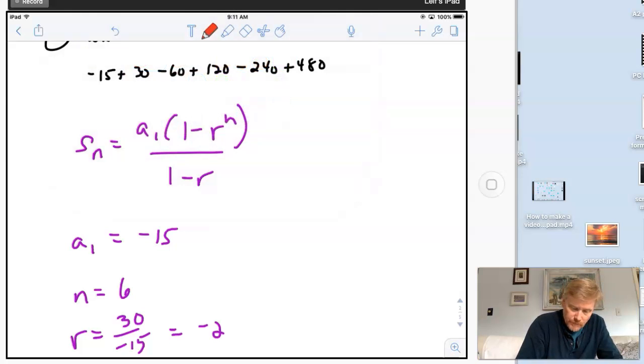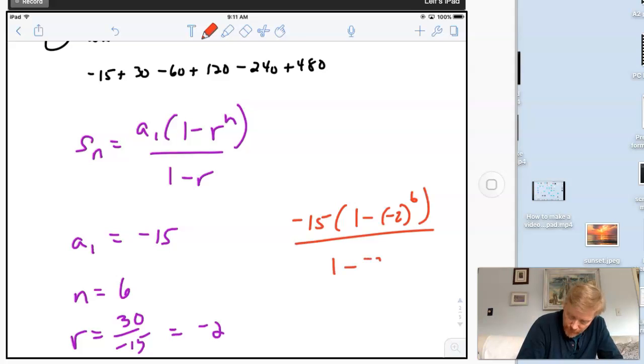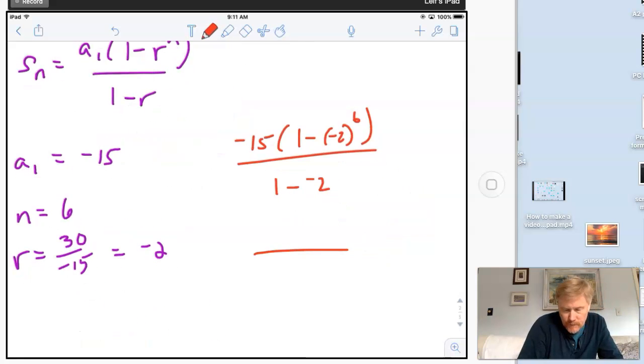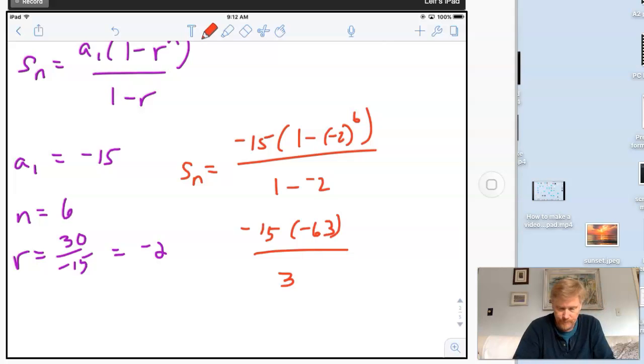So I got negative 15 times 1 minus r, where r is negative 2, to the nth power, all over 1 minus r, which is negative 2. So this is over 3. This is the S of n formula. Negative 2 to the 6th power is a positive number, 64. So 1 minus 64 is negative 63. Times negative 15 will give me a positive number. Then divide by 3. I'm getting 315 as my answer here.